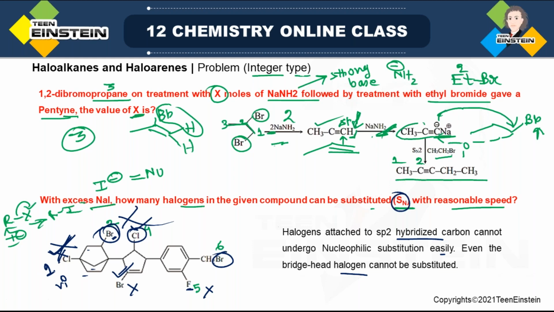If I give a number here, this is number 1, which is bridgehead. So that is why this chlorine, because of the bridgehead type of structure, and also this fluorine because it is directly attached to the aromatic ring, and this bromine which is attached to an sp2 carbon, in these 3 cases substitution is not possible, but in the other 3 cases substitution is possible. So the answer is 3.